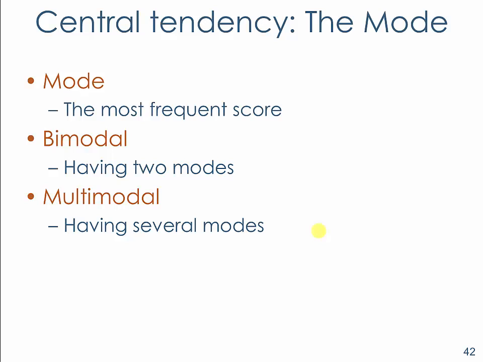And it's possible to have a distribution that has two modes. It's also possible to have a distribution that has several modes. So in other words, you could have a distribution where you have 2, 3, 4, or more modes, more frequently occurring scores. So they just happen to be tied to be the most frequent.